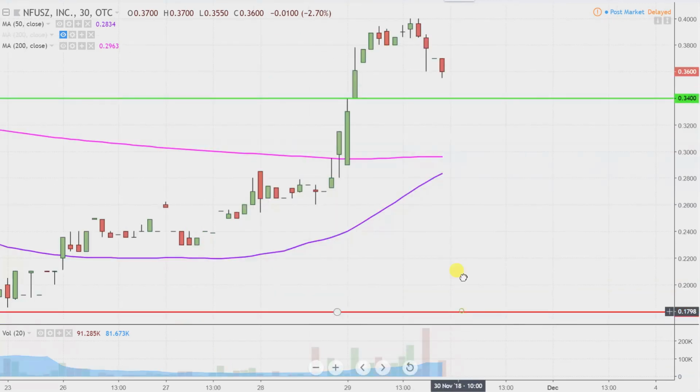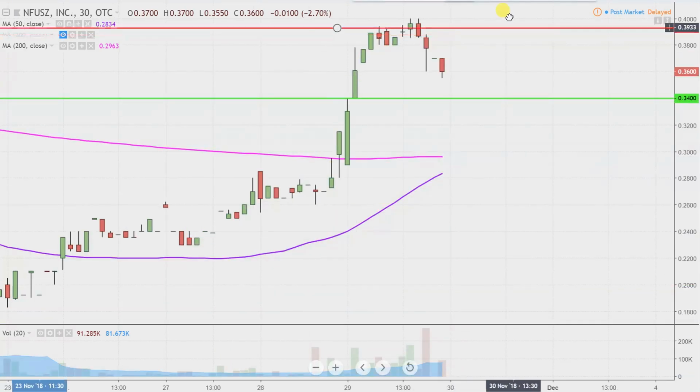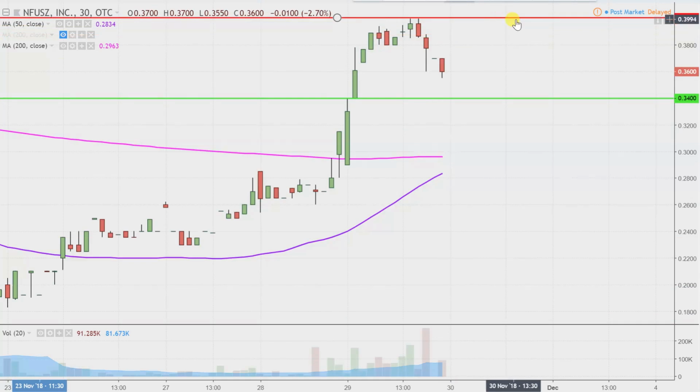What about levels of resistance? As far as where the sellers are hanging out at, pretty straightforward right now. A couple different occasions today, the price tried to get up through that 40-cent mark and couldn't quite do it. So that'll definitely be public enemy number one going forward.